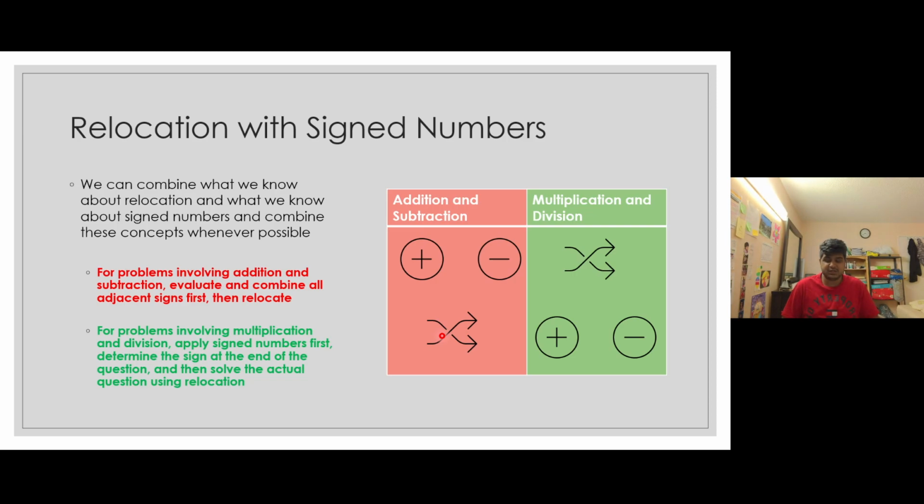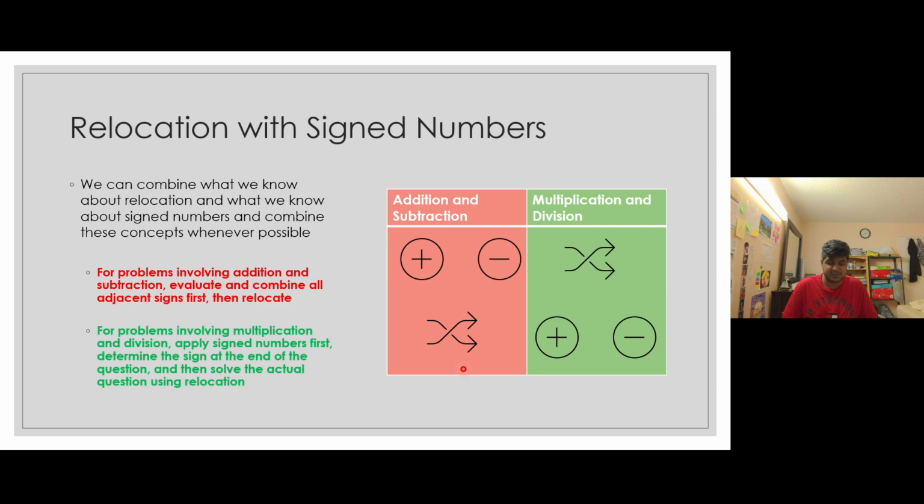So in problems involving addition and subtraction, what I like to do is evaluate and combine all the adjacent signs first. And then at the end, we relocate. On the other hand, with respect to multiplication and division, as it says right here, I would like you to first apply the sign numbers, and then solve the question with the actual relocation properties, right? So basically, you can do this at the end as well, but basically you want to apply the sign numbers first, and then go ahead and solve the actual problem using relocation.